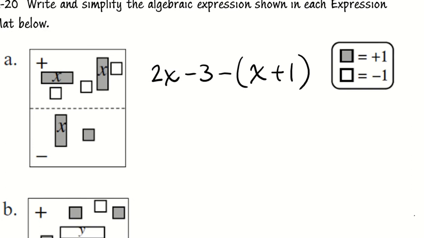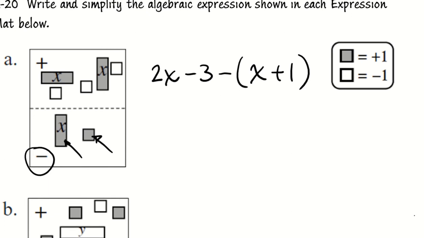So if I look very closely, this is shaded in. It's a positive 1, a positive x, and this is a positive 1. But they live in the negative part of the expression mat, so it's negative this quantity.